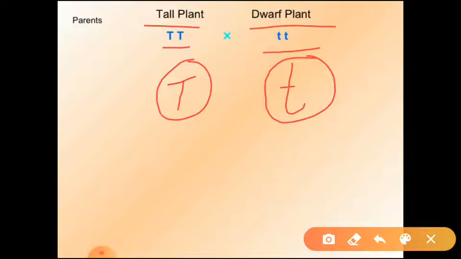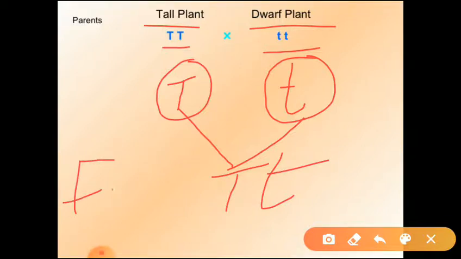Next we have to fuse these gametes together. So when we cross this capital T with the small t, what answer will we get? We will get capital T small t. When we cross this tall plant with the dwarf plant, in the first generation or first filial generation, or F1 generation, we got a plant. That plant was tall in nature. What was the height of that plant? The plant formed in the first generation was tall in nature.